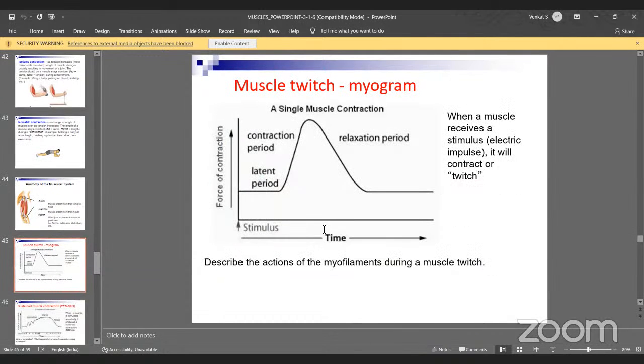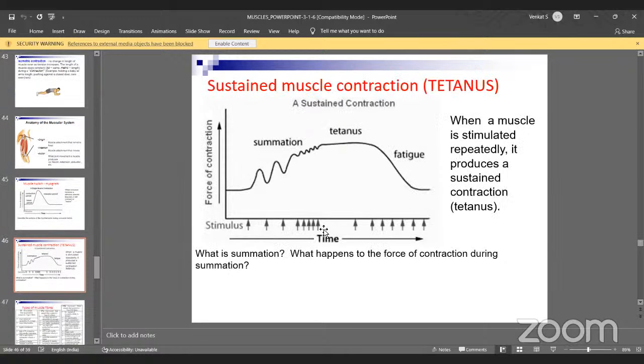The next one, the phases of a muscle contraction: the contraction and relaxation periods. In a single muscle contraction, when a muscle receives a stimulus, an electric impulse, it will contract or twitch. The periods are the latent period, contraction period, and relaxation period. Describe the action of the microfilaments during the muscle twitch. Tetanus: sustained muscle contraction is called tetanus. Sustained contractions include summation, tetanus, and fatigue.